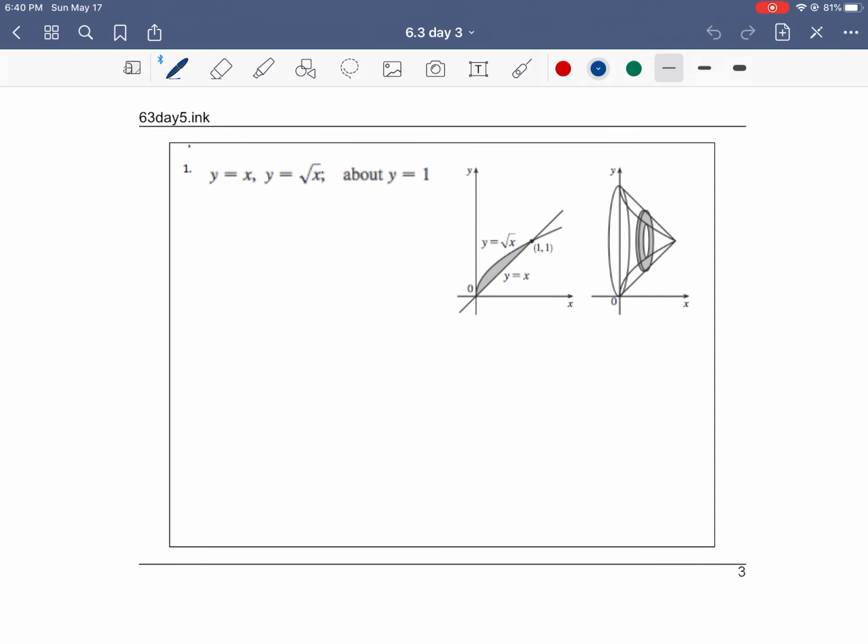Okay, so first example here, we have the two-dimensional image as well as the three-dimensional image with the axis of rotation. So y equals x, y equals root x, those are the two functions. That's what's giving us our bounded space. If we rotate that bounded space about the line y equals 1, the nice thing here is that y equals 1 is at the point of intersection. So that keeps it from too many complications.